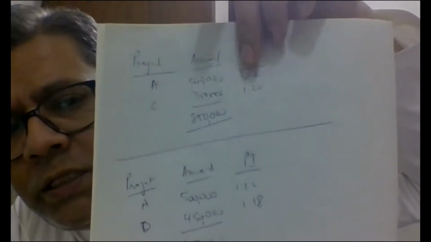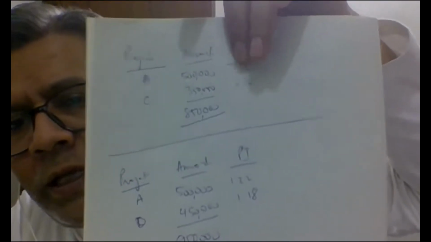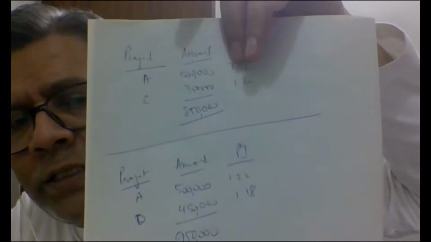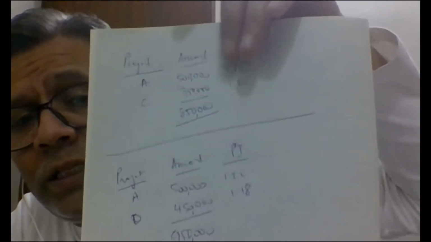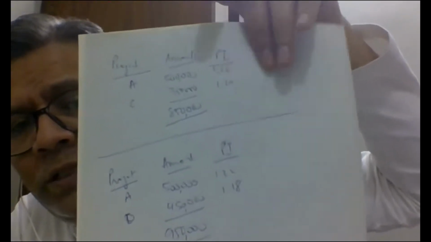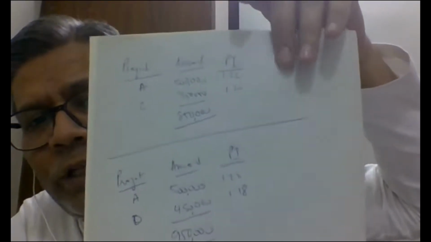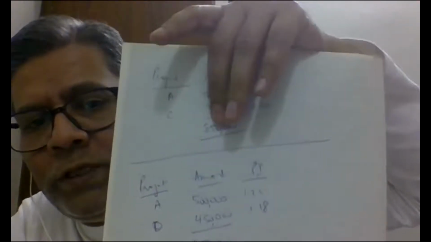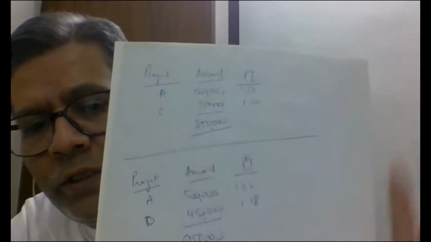NPV can be determined from this 1.22, and we know that anything more than 1 is a profit. If the answer is more than 1, it's a positive present value. If the answer is less than 1, there is a negative NPV of the project. So here we can find out NPV by multiplying 0.22 with this amount, 0.20 with this amount, 0.22 with this amount, and 0.18 with 450,000.